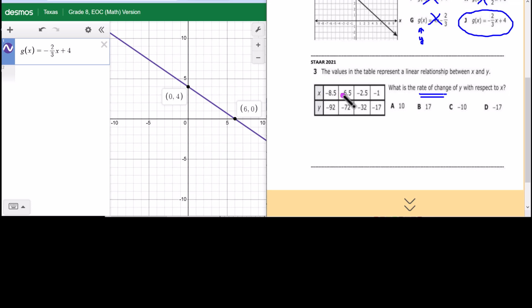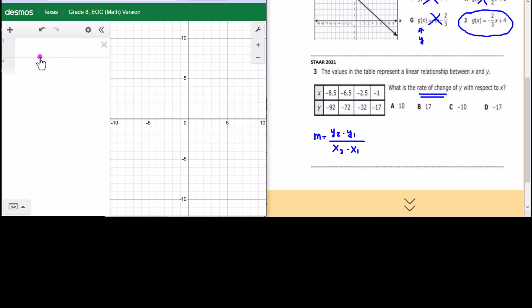So basically, you can choose two good points, and you can use the formula y2 minus y1 over x2 minus x1. Now, the goal of today's lesson is to show another way using Desmos, because if you have a table and they ask for the rate of change or even the equation of the line, we can do what is called linear regression on the Desmos calculator. So here today we're going to demonstrate that.